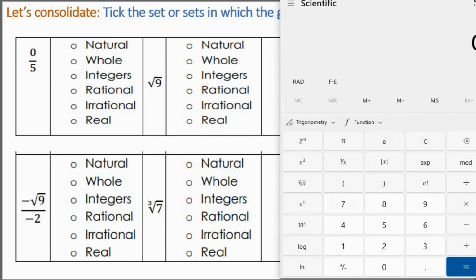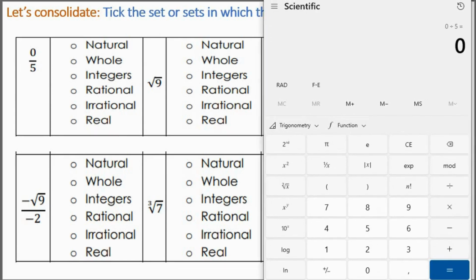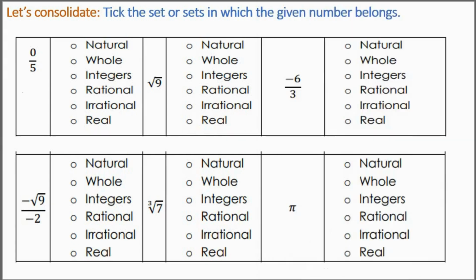Then we have 0 divided by 5. Our answer is 0. So we automatically know that 0 divided by 5 will give us the answer 0. So we now consider 0. Is it a natural number? No, it's not a natural number. We can't, because natural numbers start from 1.